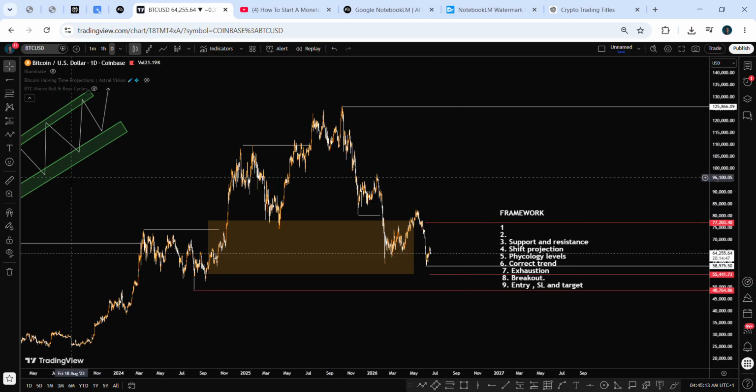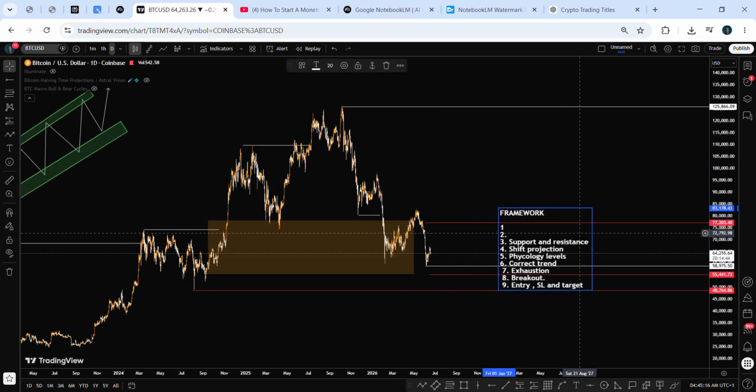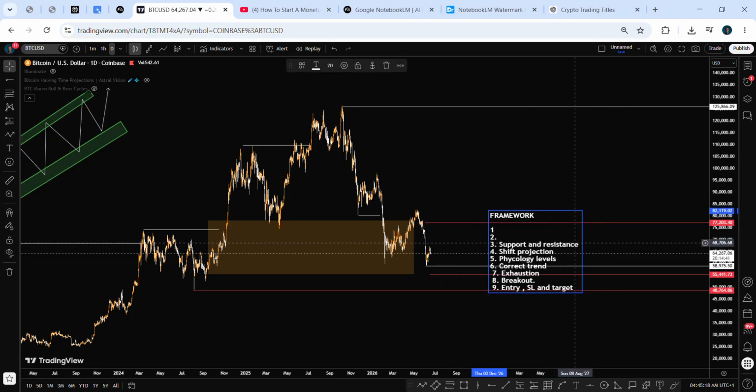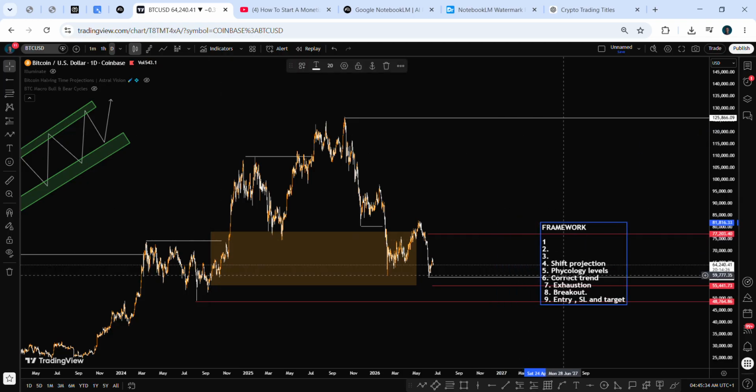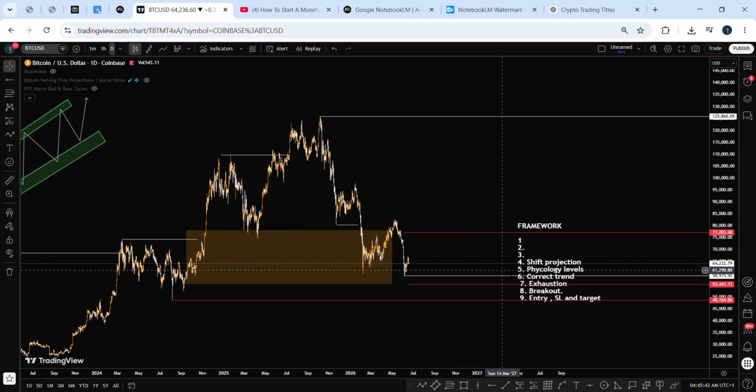We have been able to also phantom our support and resistance too. So now we want to see our shift projection. What I call the shift projection or time traveler is when we might actually have the impulsive shift, the total shift, when the buyers will be ready to take the price really up.